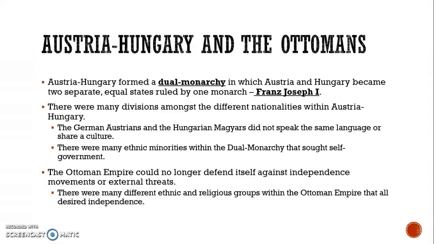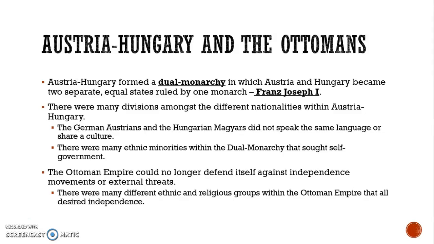Austria Hungary formed a dual monarchy in which Austria and Hungary both became two separate equal states but were ruled by one monarch, Franz Joseph I. There were a lot of divisions amongst the different nationalities within Austria Hungary. The German Austrians and the Hungarian Magyars didn't speak the same language or share a culture. In addition to that, there were a lot of different ethnic minorities within the dual monarchy that sought self-government for themselves.